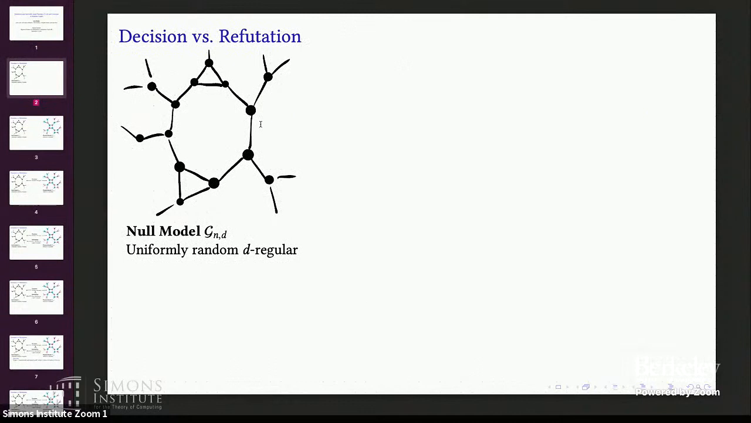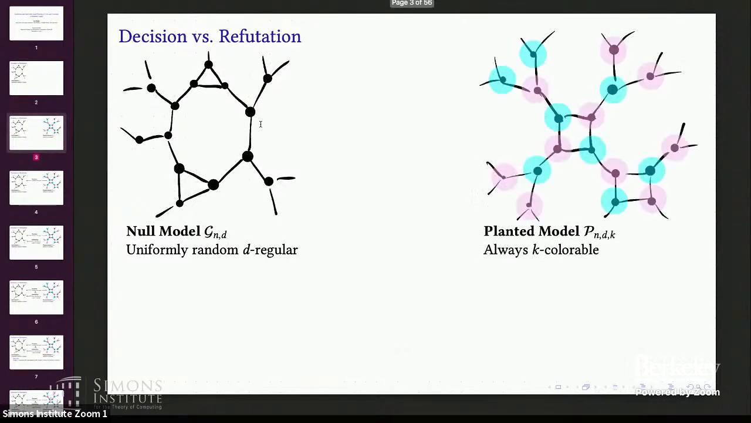As usual in life, we have a null model: uniformly random d-regular graphs for the next half hour. We have a planted model, which I'm not going to commit to the specifics of, but it's just some k-colorable distribution over d-regular random graphs. I know that these little things are going to be wiggling around the screen. I just want you to know that I know, and it bothers me as much as it's going to bother you. So the talk today is about the interplay between two different algorithmic problems related to these two different models.